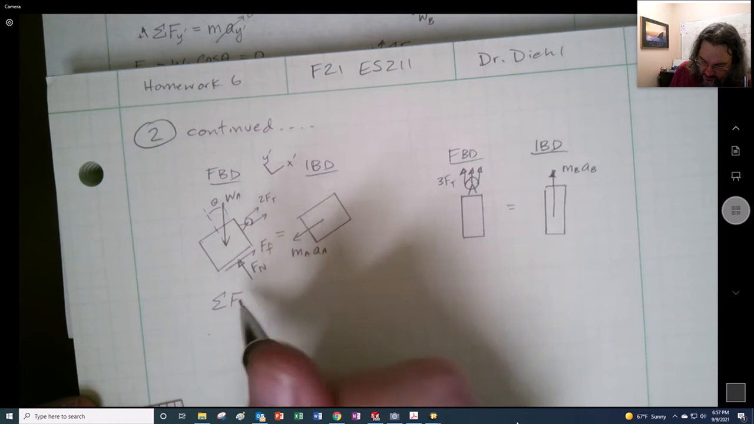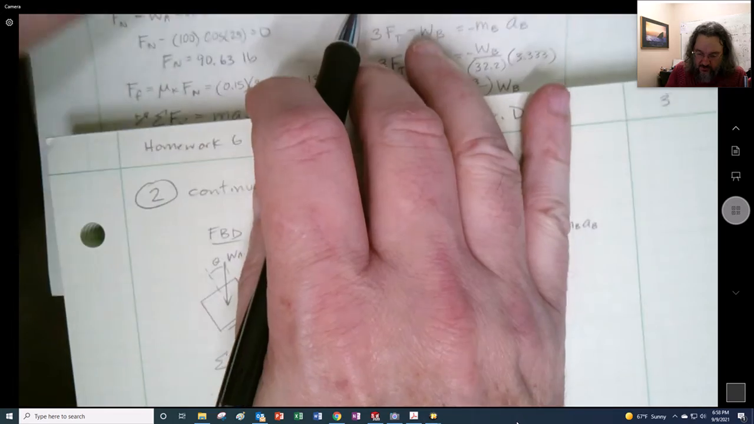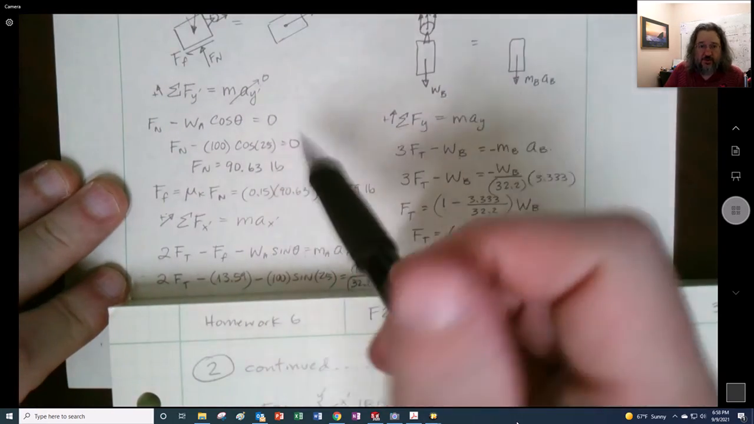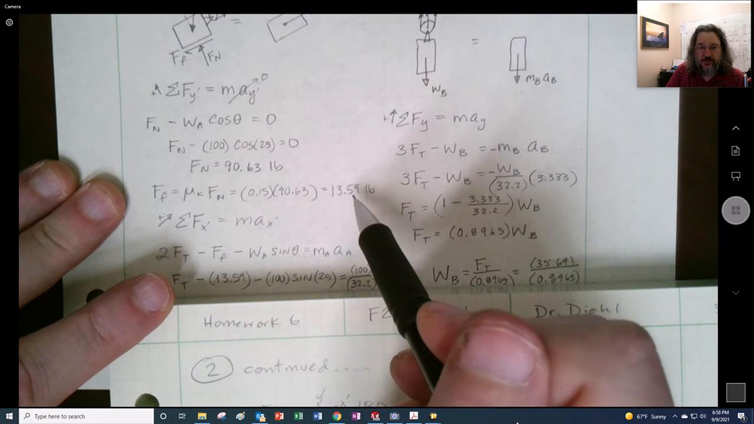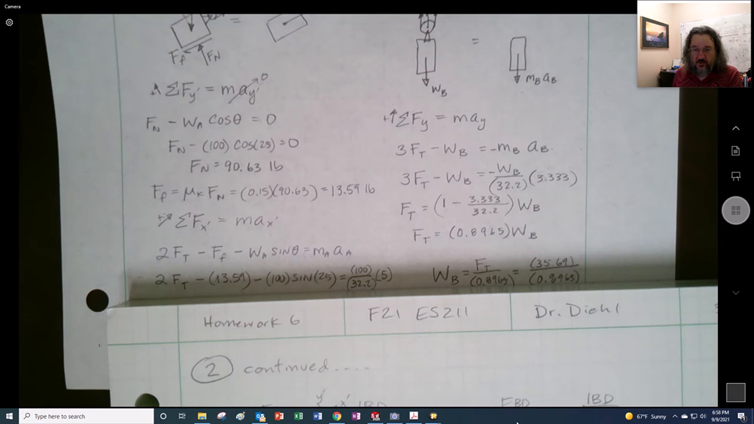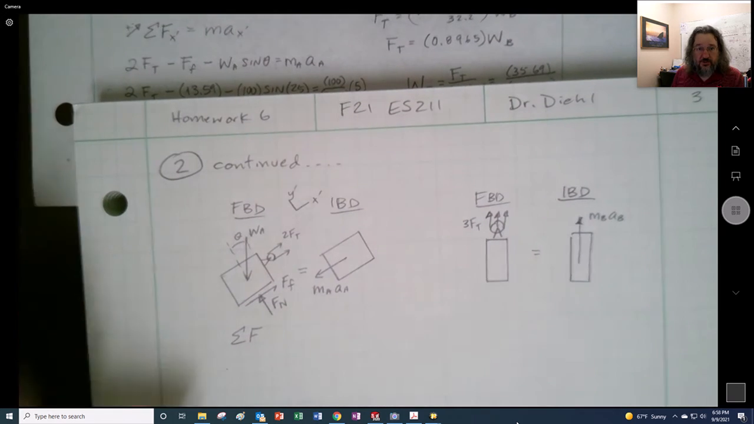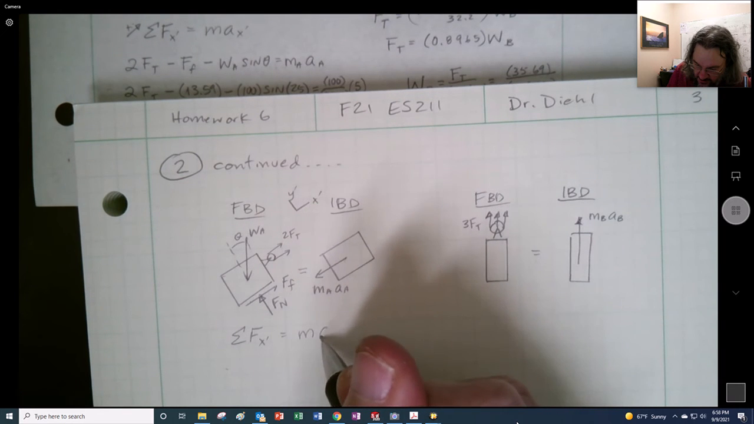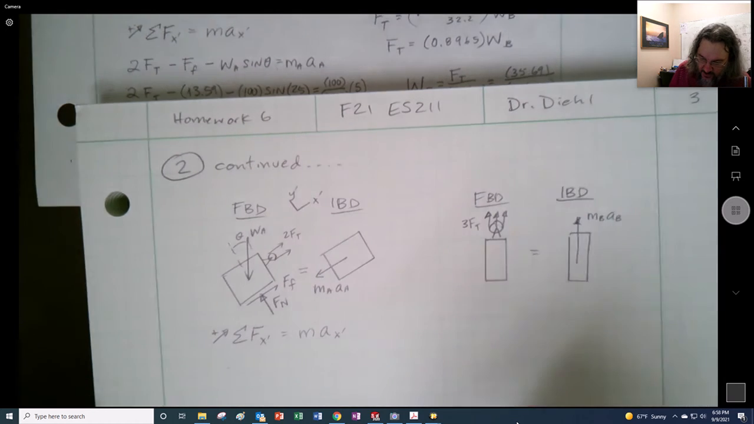Sum of the forces in the, you know what, we can reuse, because nothing changed in the y prime direction, right? So we can use the same friction force. The friction force is going to be the same. It's just going to be in a different direction. So we could go ahead and just go to the x prime direction here. So sum of the forces in the x prime direction equals mass times acceleration in the x prime direction. X prime is positive in that direction right here.